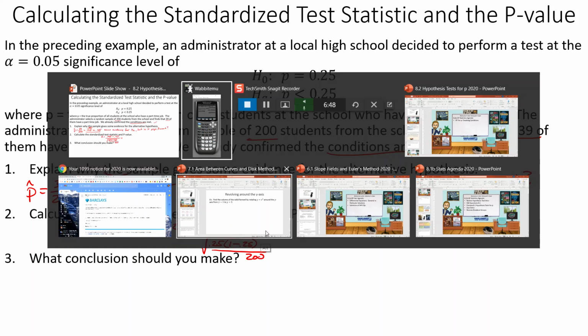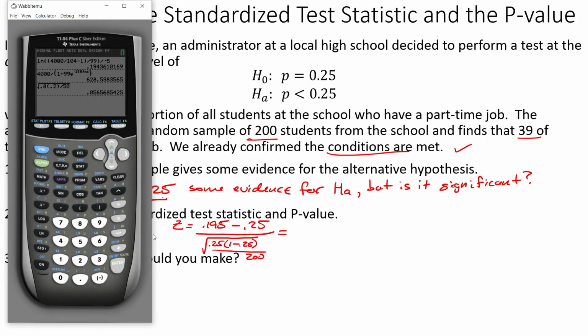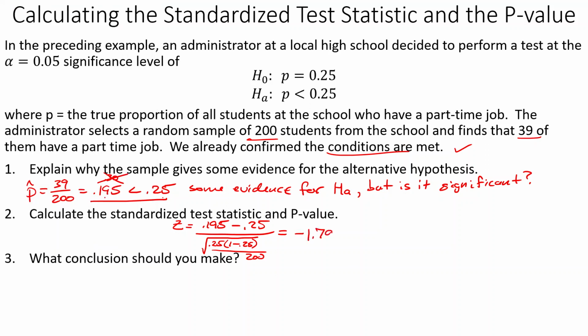All right, so if we pull out our calculator, on top we've got 0.195 minus 0.25, divided by the square root of 0.25 times 0.75 divided by 200. Now this will tell us how many standard deviations of the sampling distribution it is away from the mean. It's negative 1.796, so it is below the mean.